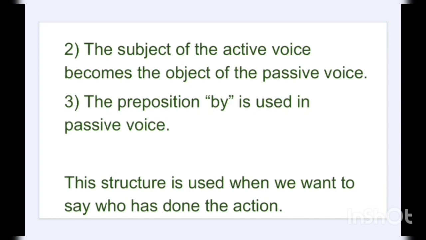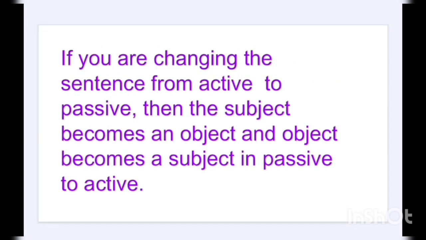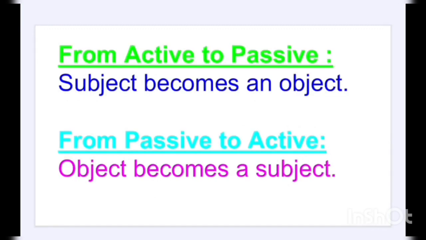The third one is the preposition "by" is used in passive voice. This structure is used when we want to say who has done the action. If you are changing the sentence from active to passive, then the subject becomes an object and the object becomes a subject. From active to passive, subject becomes an object. From passive to active, object becomes a subject.